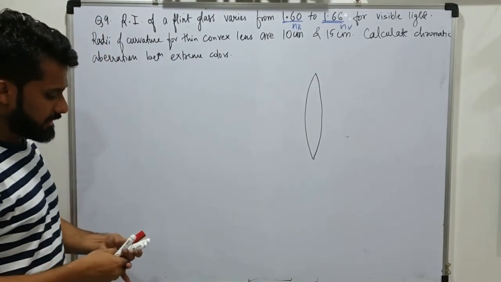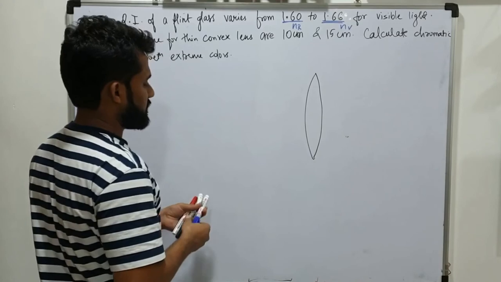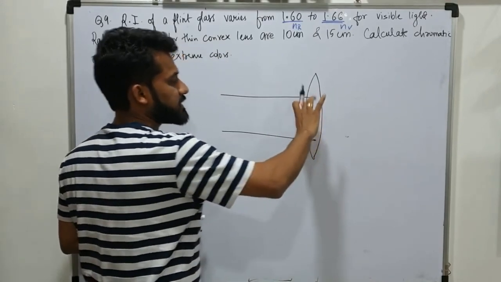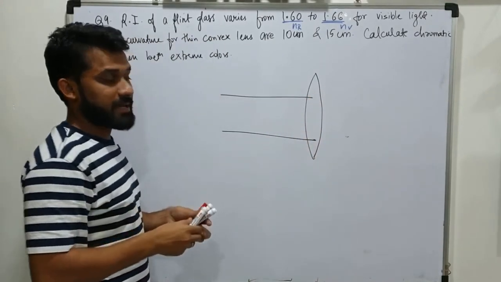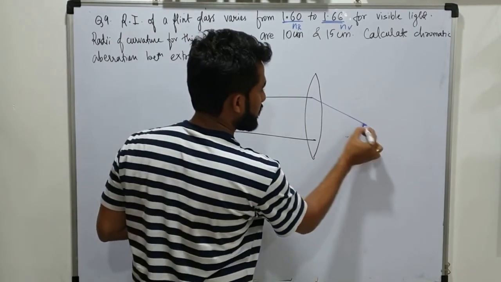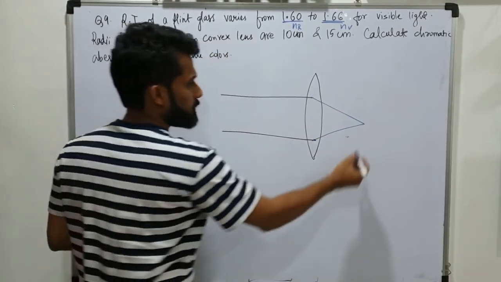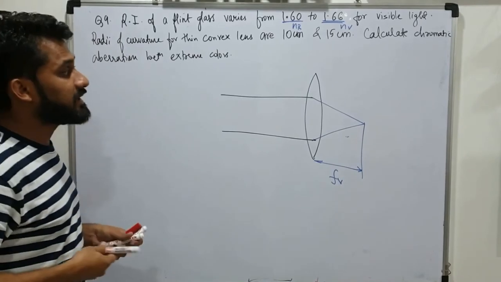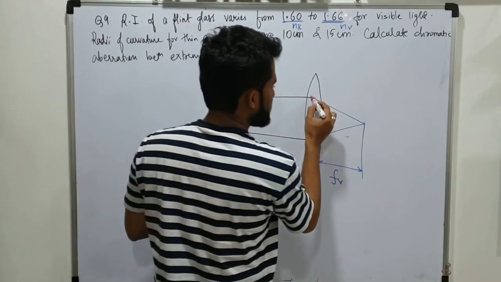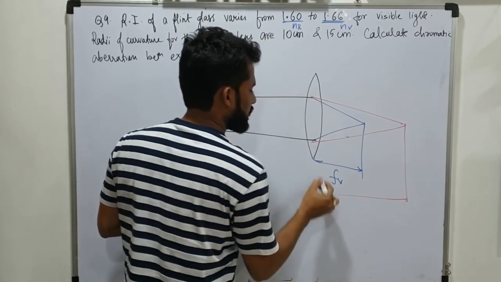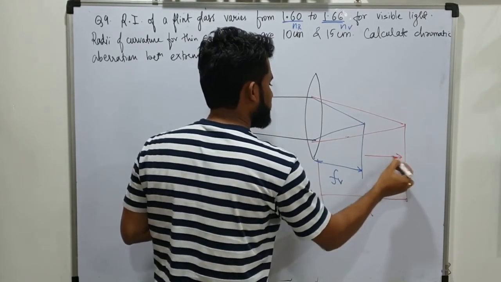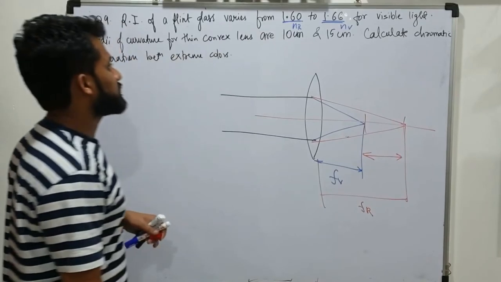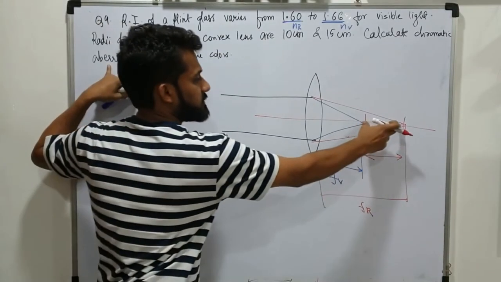If this is a thin lens and white light is incident from this side, then after passing through the lens, the first color that will converge, because maximum refraction occurs for violet color, is violet. So violet will converge at this point. This will be the focal length for violet color, and the red color, which bends the least, will converge, let us say, at this point. This will be the focal length for red color, and the difference between the focal lengths, the distance between the points of convergence of these two colors, is the chromatic aberration that is asked.